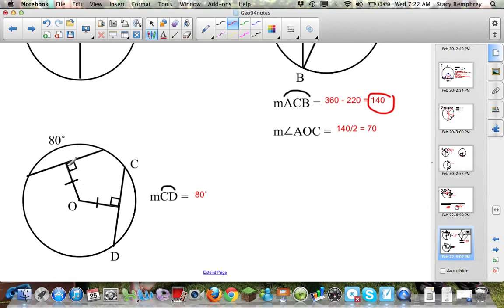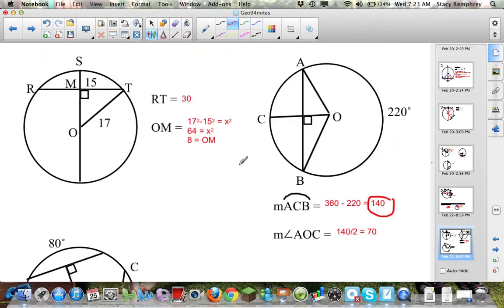Over here, these chords are equidistant from the center, therefore they are equal. Since the chords are equal, they intercept equal arcs, so if this arc is 80, so is this one. Again, this should not take you only the 5 minutes of this video. You should go through and work through each of these individually, and then come back here just to check.